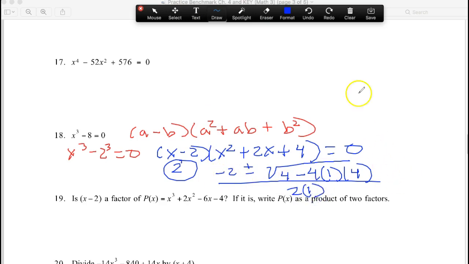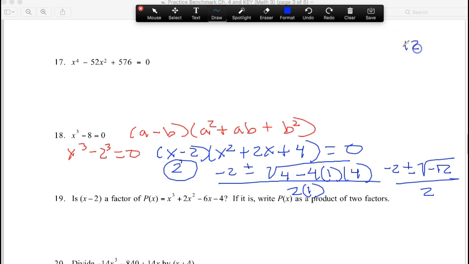Now I'm going to simplify all this. 4 times 4 is 16 and it's negative. So this is going to be 4 minus 16, which is going to be negative 12. So I'm going to rewrite this as negative 2 plus or minus the square root of negative 12. 2 times 1 is 2. And then I know I had a negative in there because I had an imaginary solution. So that makes sense that it is negative.